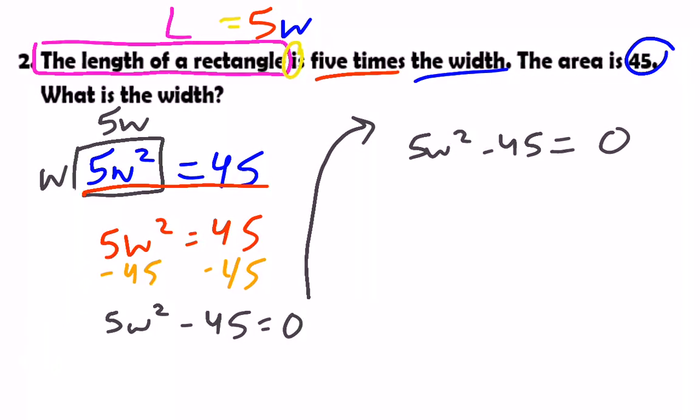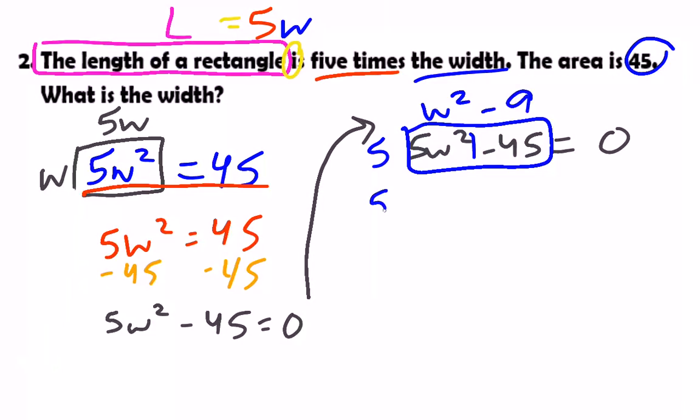Now, the first thing when I factor is I need to look for a GCF. So is there something that goes into 5w squared and 45? Absolutely. It's going to be a 5. I can't take out a variable since there's not a variable in each box. What times 5 is 5w squared? W squared. What times 5 is negative 45? Negative 9. Write your sides. 5 times w squared minus 9 equals 0.